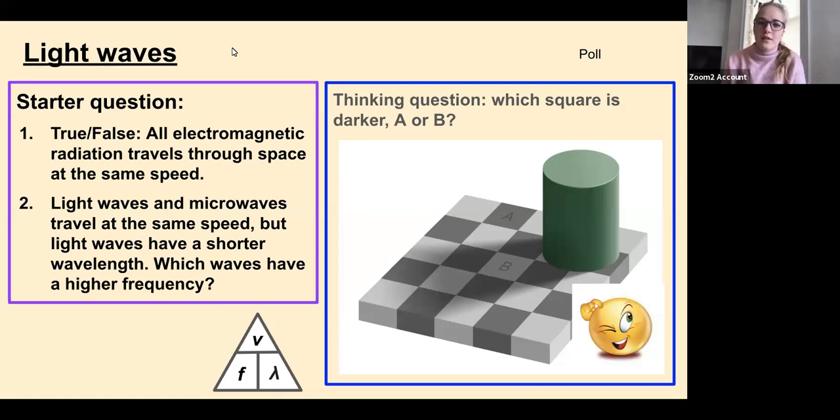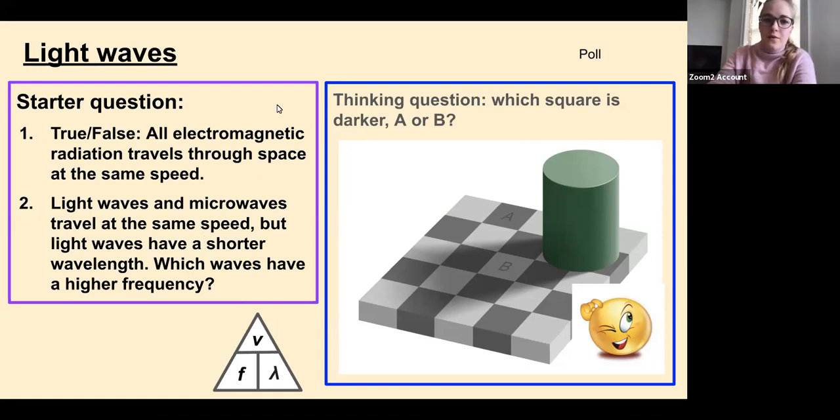And then question 2: light waves and microwaves travel at the same speed, but light waves have a shorter wavelength. Which of these two waves has a higher frequency? You did great on this question. Light waves actually have a higher frequency, and we can see that by looking at the wave triangle at the bottom. If their wave speed is the same, and wave speed equals frequency times wavelength, then if the wavelength of light waves is shorter, the frequency has to be higher, whereas microwaves have a longer wavelength, so their frequency is going to be lower. Great job on those questions.